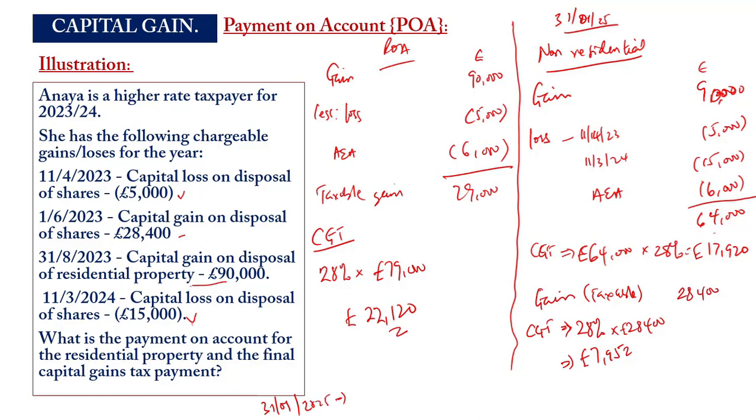So at the period where she's supposed to make the payment, 31st January 2025, her chargeable gains are 17,920, and there's also another chargeable gain of 7,952. Now she has already made a payment on account of 22,120. So what is going to be left? Are the liabilities going to be more than the payment that has been made on account, or less than?